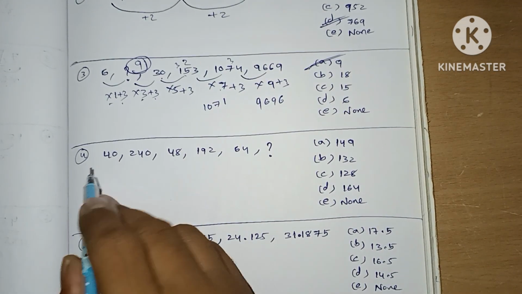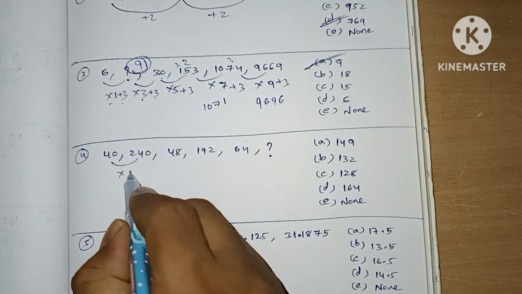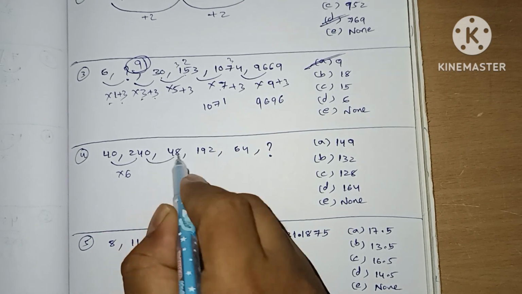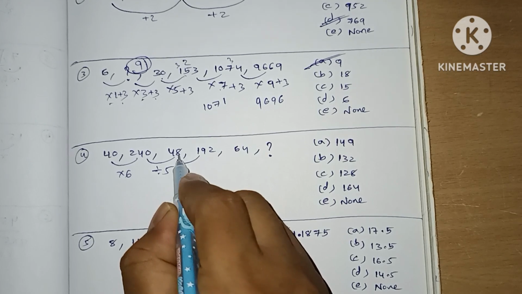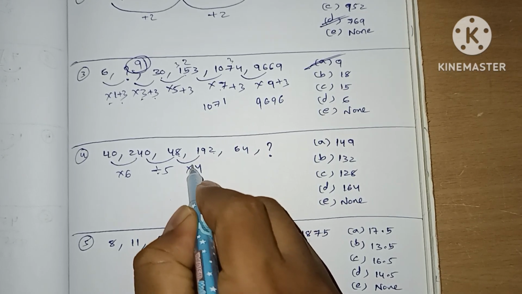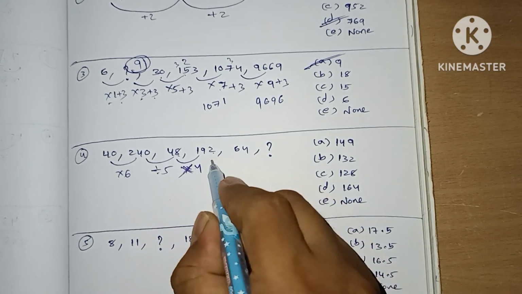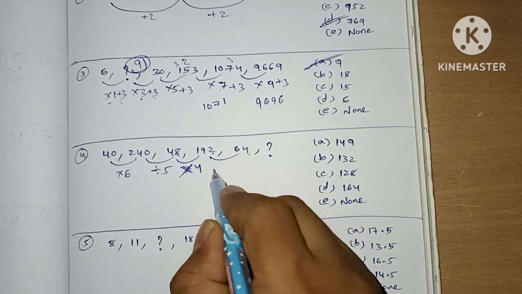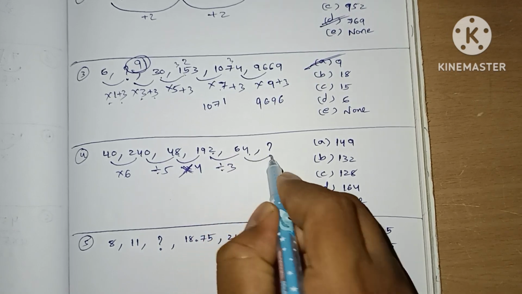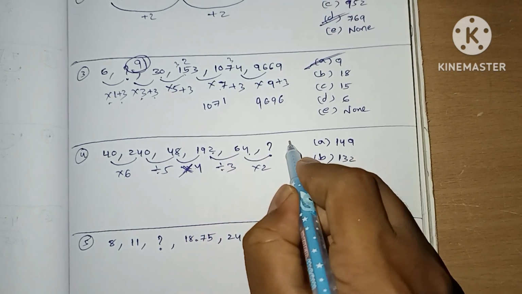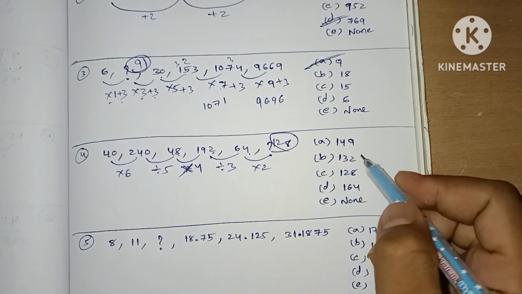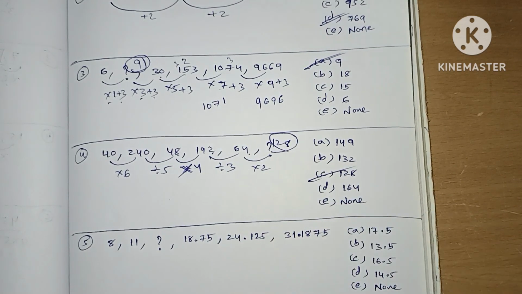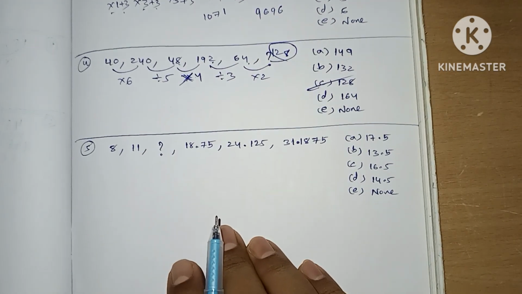Next one. Here it is clear that it is into 6 times. And I can see that this is divided by 5 times. Here it is clear that 8 becomes 2, means nearly into 4 times. Okay. Here 2 becomes 4, means divided by 3. So it must be into 2. So it will be 8, 2 and 1. 128 is our answer. Option C is our answer. Next, fifth question.